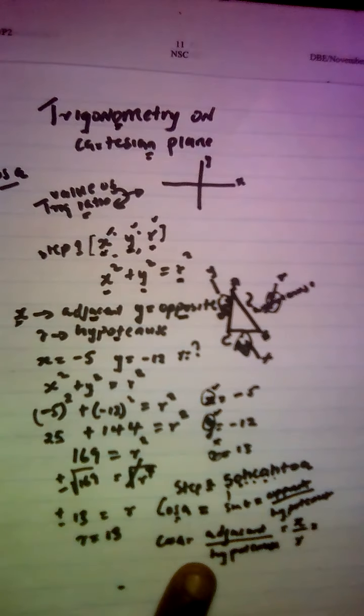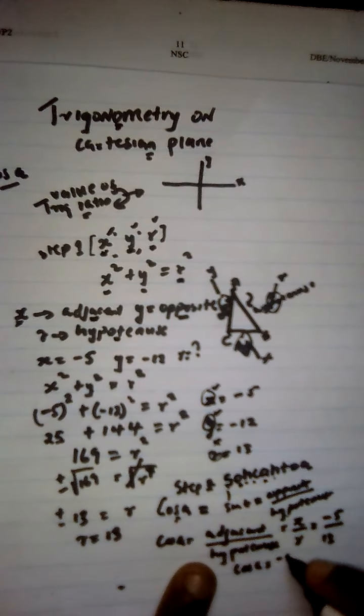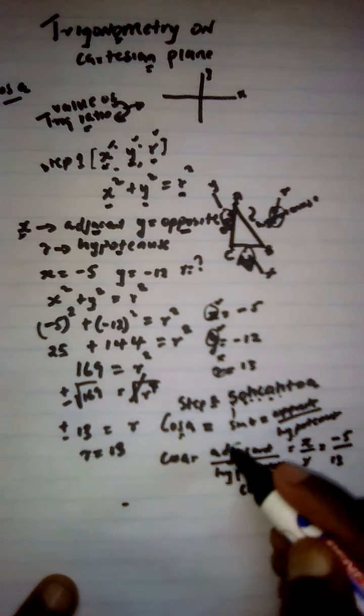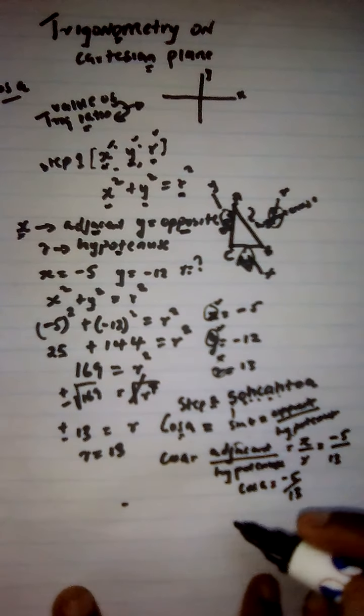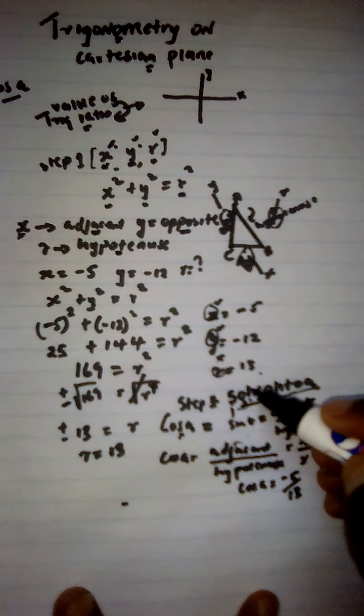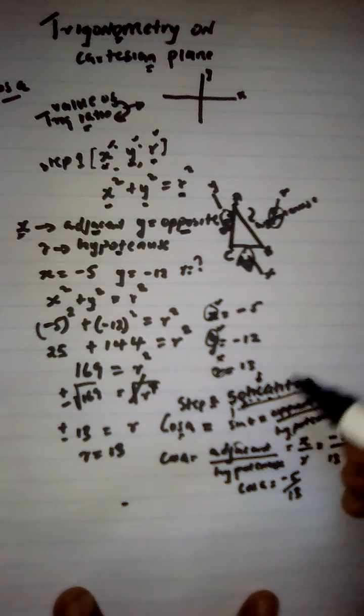So the value of x is, sorry guys, the value of x is -5. The value of r is 13. Therefore, cos alpha is -5 over 13. Because cos of an angle is adjacent over hypotenuse. What the important part is SOHCAHTOA. SOHCAHTOA tells you that cos is adjacent over hypotenuse.